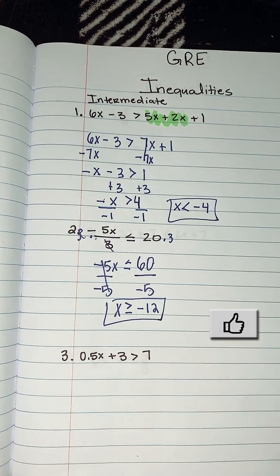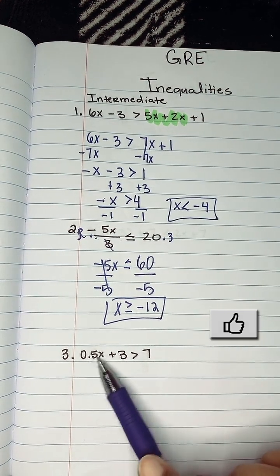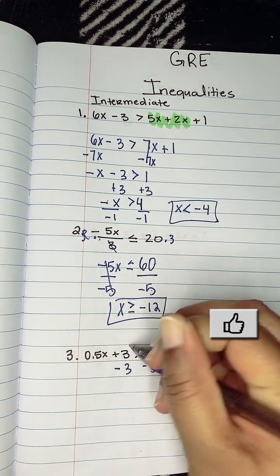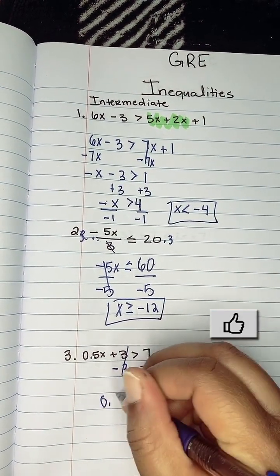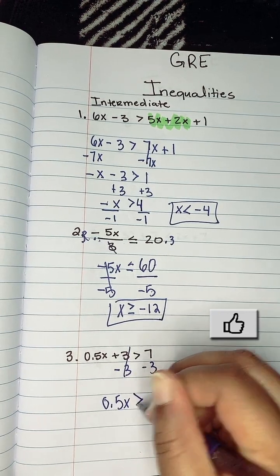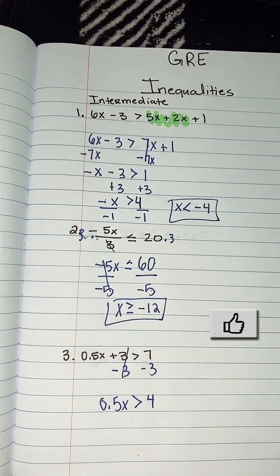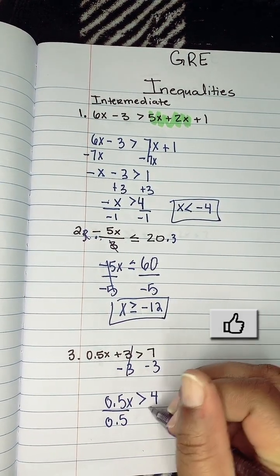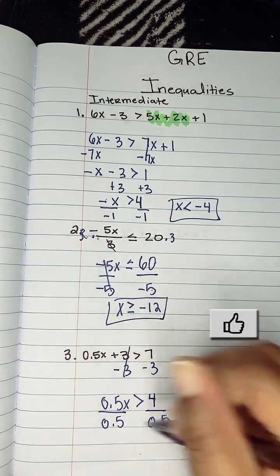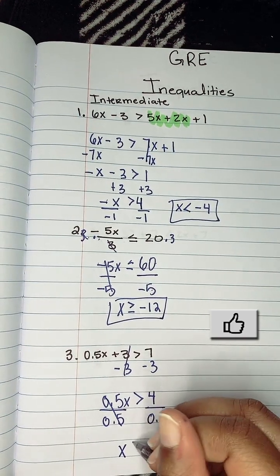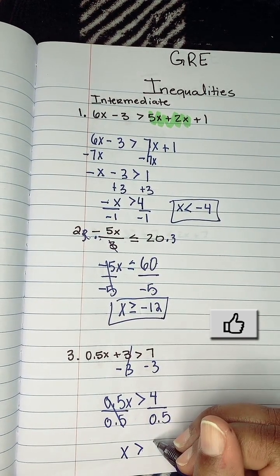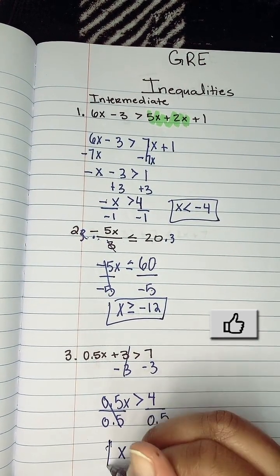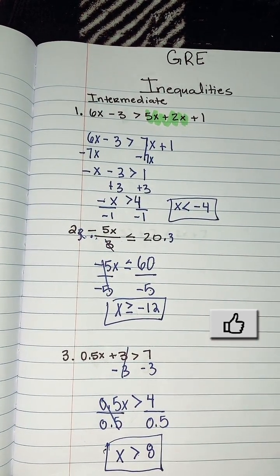So for number 3, you guys, we want this 0.5x by itself. So we're going to first minus 3 to both sides. And we're going to get 0.5x is greater than 7 minus 3, which is 4. We're going to divide by 0.5. And so we get x is greater than 8. That should be our answer.